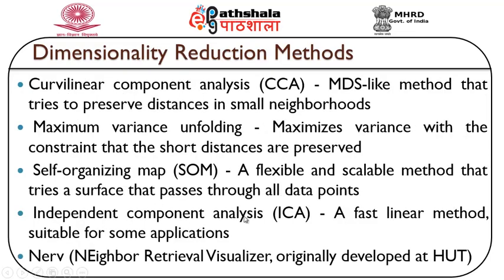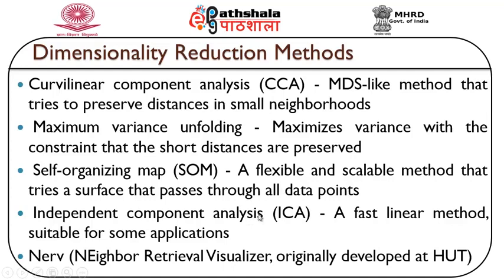Other than this, we have curvilinear component analysis or CCA, which is an MDS-like method that tries to preserve the distances in small neighborhoods. Then we have the maximum variance unfolding technique, which maximizes the variance with the constraint that the short distances are preserved. Next, we have the self-organizing map or SOM, a flexible and scalable method that tries a surface that passes through all the data points.